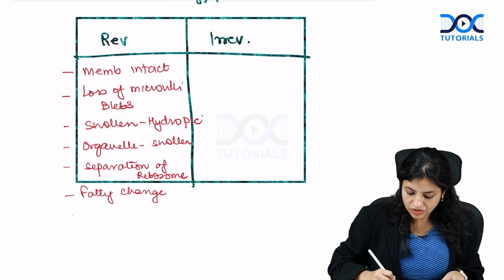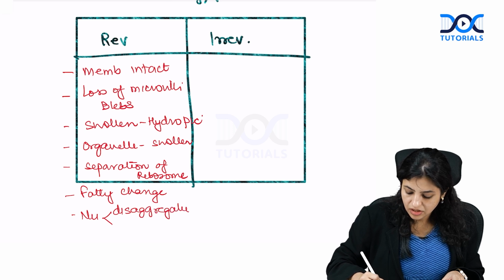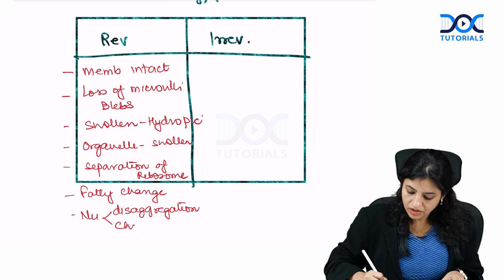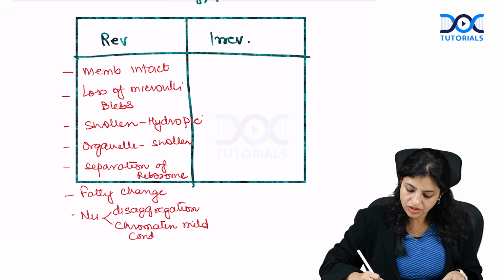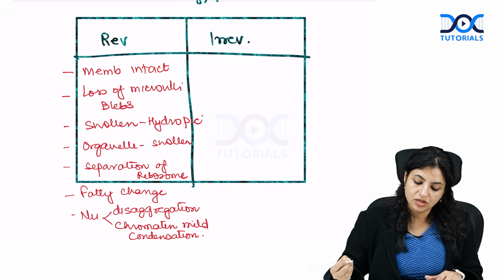And in the nucleus, we have two changes, that is disaggregation of the granular and fibrillar elements. And second, chromatin condensation, which is mild. If it becomes like a dot, it will be irreversible. So mild chromatin condensation. These are the features of reversible injury.